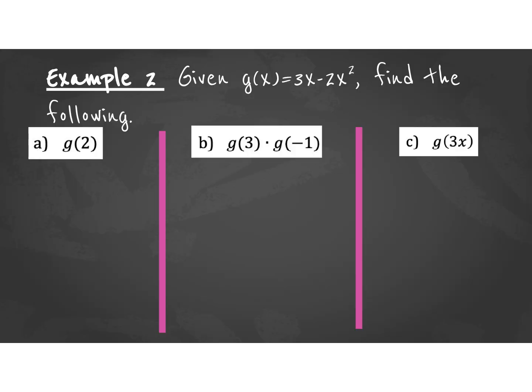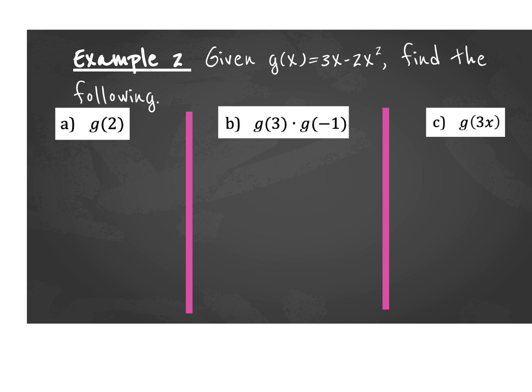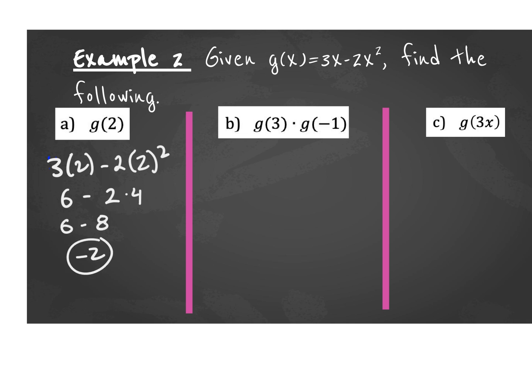Okay, so if I've got this simple function up above, what am I doing? Literally, you're just playing substitution and then doing order of operations. So that'd be like 3. Let me do a color you can actually read. So that's going to be 3 times 2 minus 2 times 2 squared. So 3 times 2 is 6. 2 times 4, negative 2 for an answer.